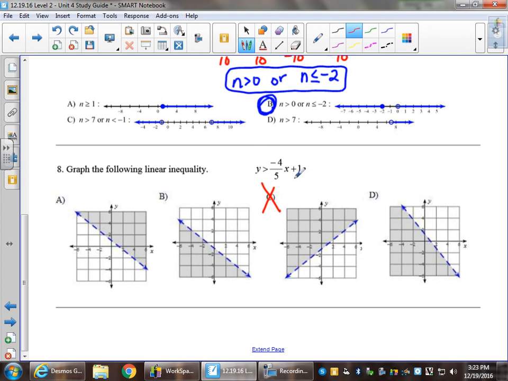I know my y-intercept is a positive 1. Do you see any here left that have a negative y-intercept? B has a negative y-intercept. That's out. We're now down to choices A and D. Based on y is greater than, I know that means shade above. So right away, I know that it can't be D because that's shaded below. So my right answer is A. We did no math for 8. That was purely process of elimination.